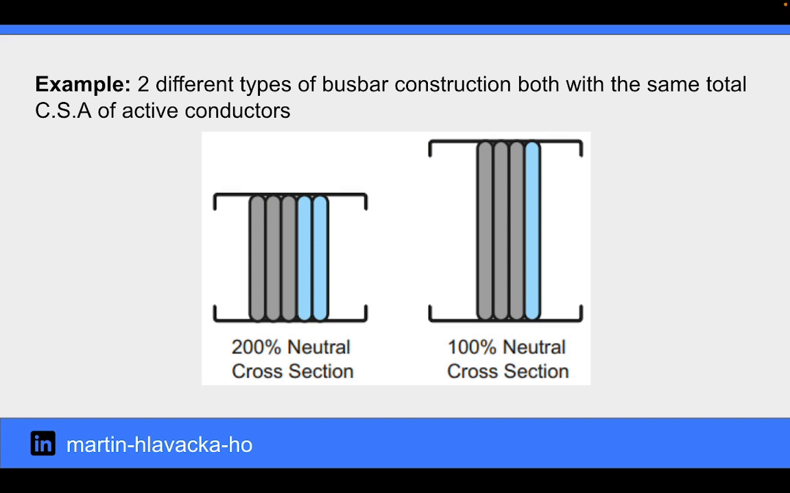We are going to compare the results of heat measurements performed on two different types of busbar construction, both with the same CSA total of active conductors, 200% neutral and 100% neutral standard.